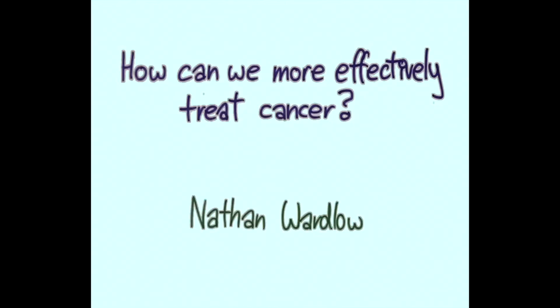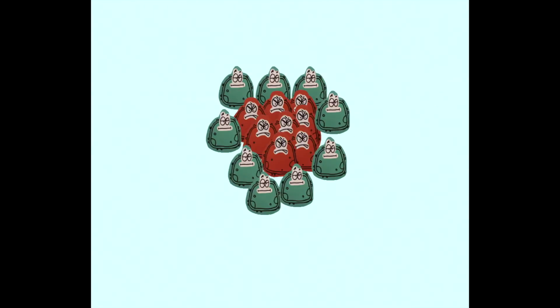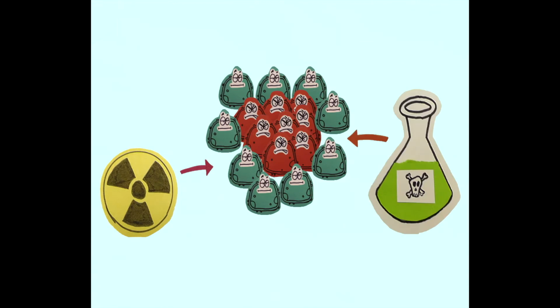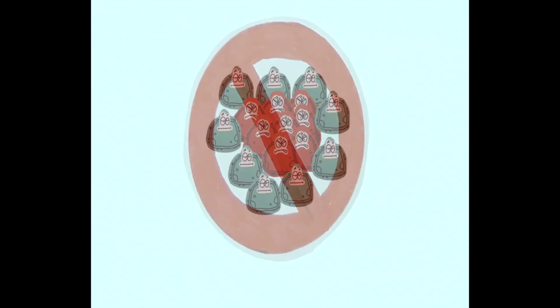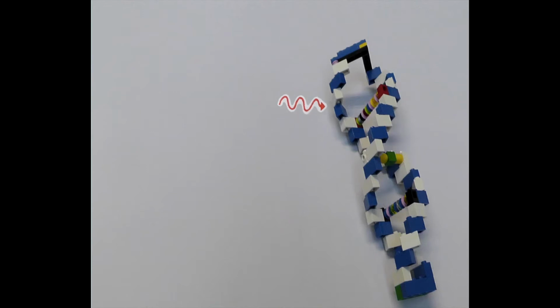How can we more effectively treat cancer? Cancer is normally treated using radiotherapy, chemotherapy, or some combination of the two. Radiotherapy is the use of ionizing radiation, usually X-rays, to kill malignant cells. Radiation is used with the aim of damaging the DNA of cells, ultimately leading to cell death.